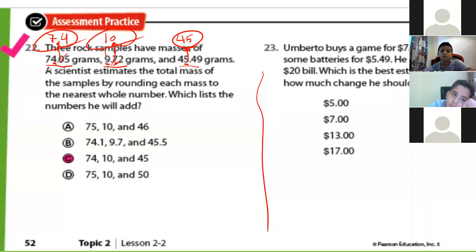Back again to Omar Abdulaziz. Yes, Omar. Hurry up, Omar. Of how much change he should get. Okay, we need to do what, in this problem? The first thing we have to do is to add the two numbers after estimating them. Yes. Then subtract their total from 20.